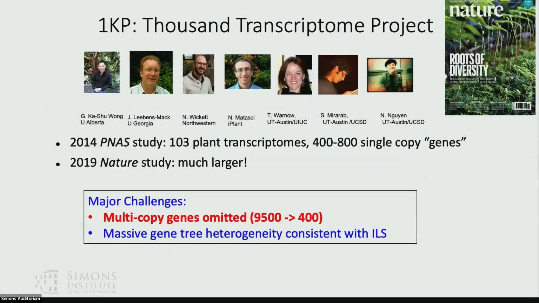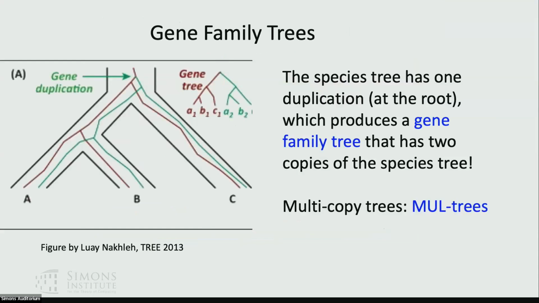But what about gene duplication and loss? So we got rid of a lot of data with the 1,000 plant transcriptome project. Gene family trees are what you get when you have gene duplication and loss. If you don't limit yourself to orthologous genes, you get these genes that are multi-copy. So you get a tree something like this. The true species tree has just 3 species, A, B, and C, but there's a duplication up here. So here's the gene family tree. You can see that there's 2 copies of A, 2 copies of B, and 2 copies of C.